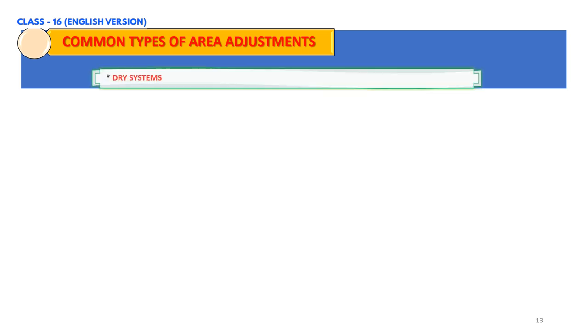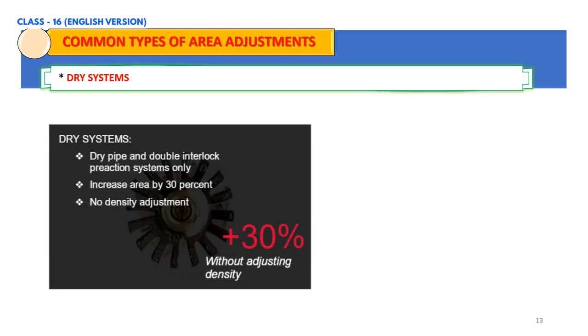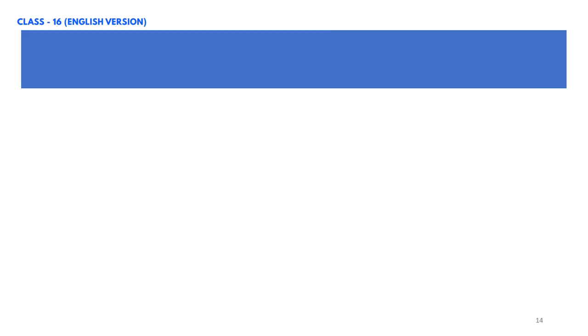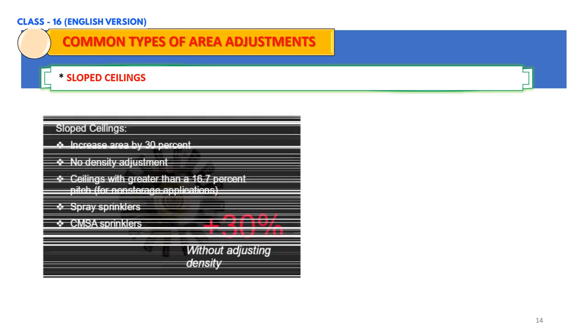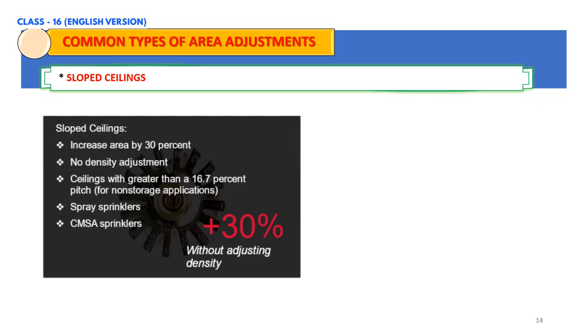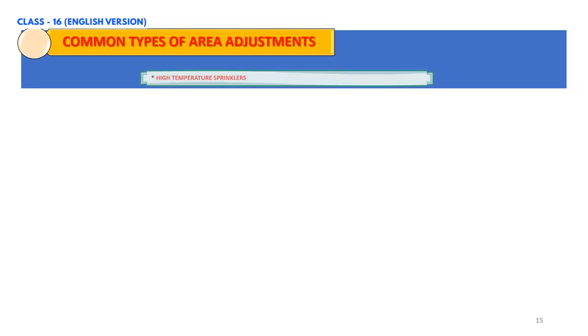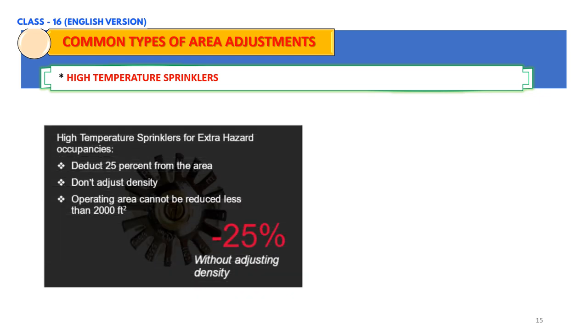For dry systems, we need to increase the area by 30% without adjusting the density. For sloped ceilings, it is similar to the dry system. We need to increase the area by 30% without adjusting the density. For sloped ceilings, we can use spray sprinklers or CMSA sprinklers. If you are using high temperature sprinklers for extra hazard occupancies, then we need to deduct 25% from the area without adjusting the density.